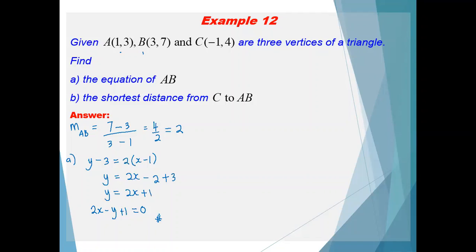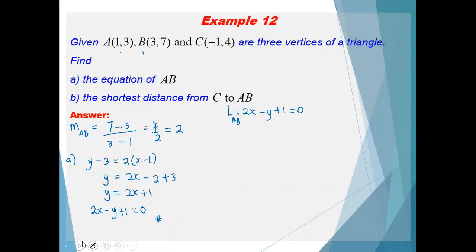Alright, so how about B? Find the shortest distance from point C to line AB. We already know the line AB. So line AB is 2x minus y plus 1 equal to 0.